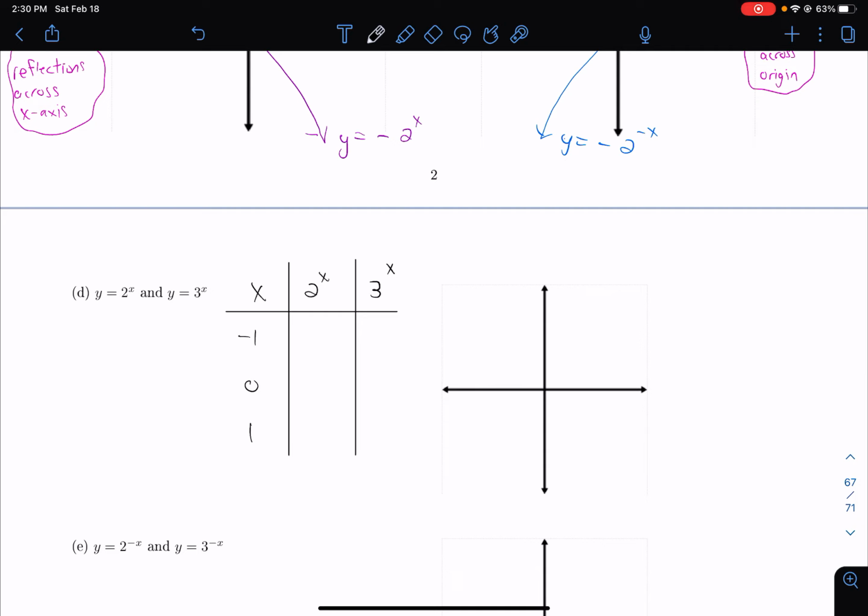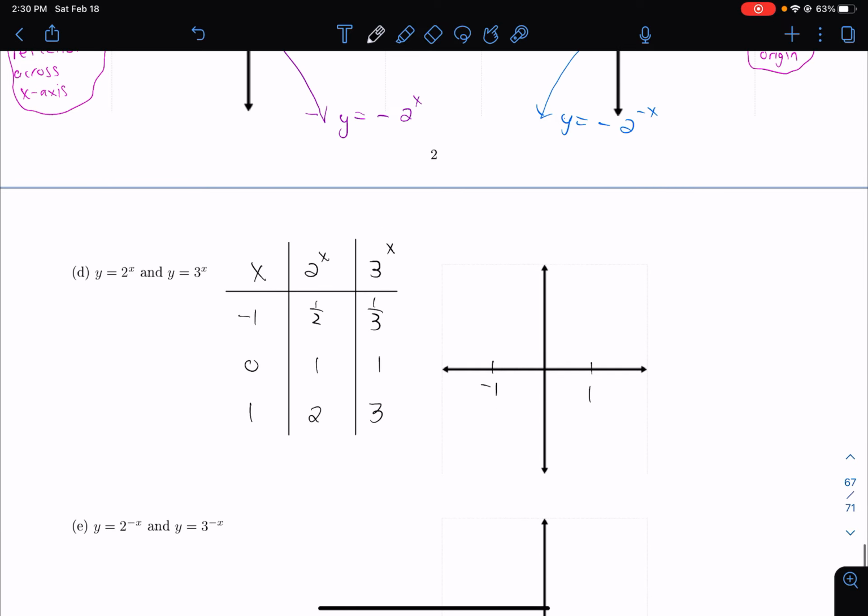If I plug -1 in, first I get 1/2. With 3 to the x, I get 1/3. If I plug 0 into both of these, I'll get 1. And plugging 1 in, I'll get 2 here, and 3 to the 1 is 3. Okay, so let's take this info and plot these points. I'm going to label -1 on the x-axis and +1. And then on the y-axis, I'll also label some tick marks, but it's not going to be to scale. Let's say this is 1, this is 2, this is 3.